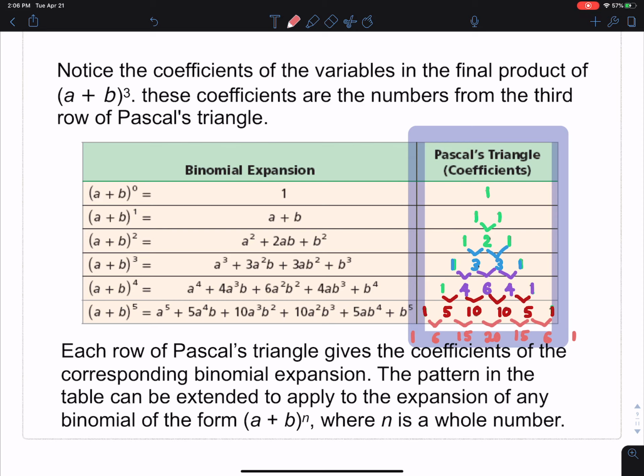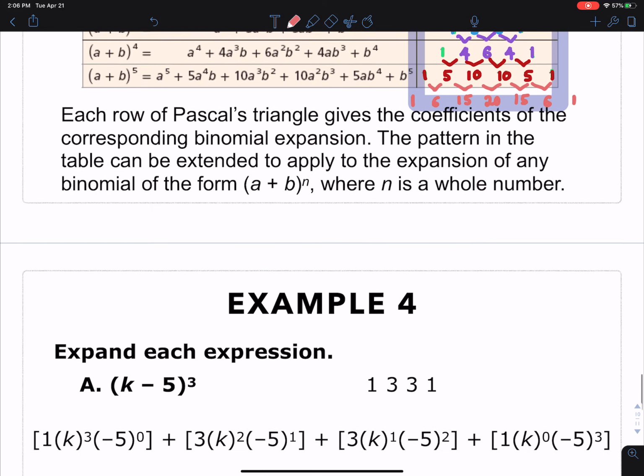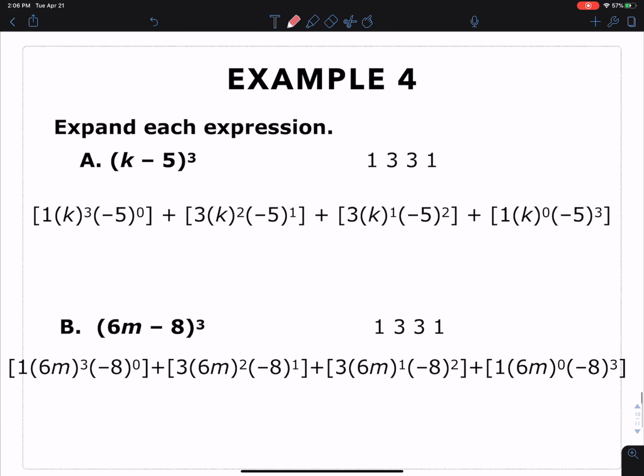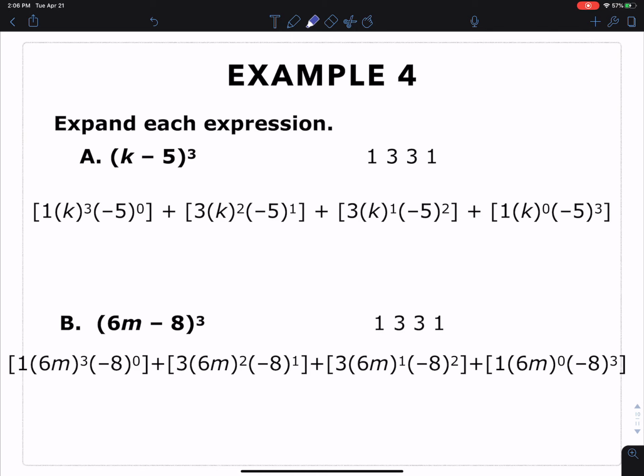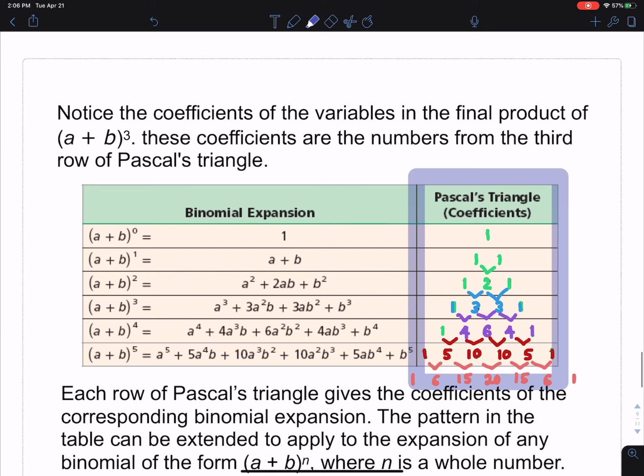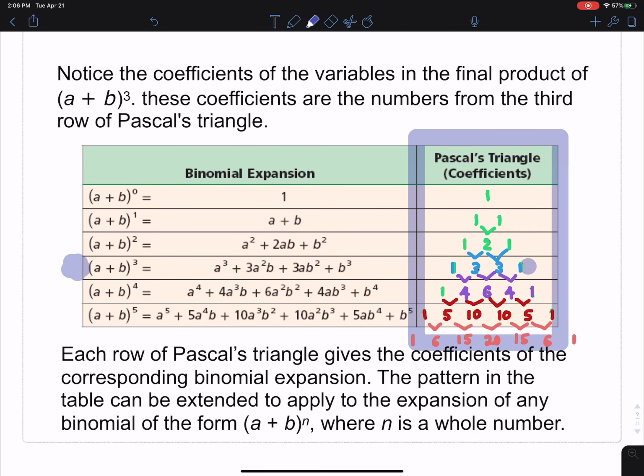Okay, so you can actually use this then to expand any binomial in the form a plus b to the n, where n is a whole number. So example 4 kind of shows you that. Because we're raising this to the 3rd power, we need to look at what we would get for a plus b to the 3rd. And the coefficients here are 1 and 3 and 1.